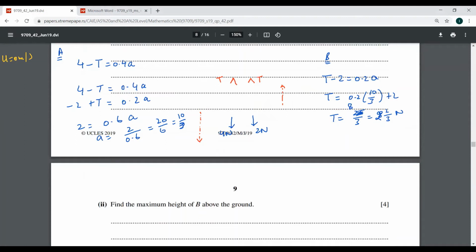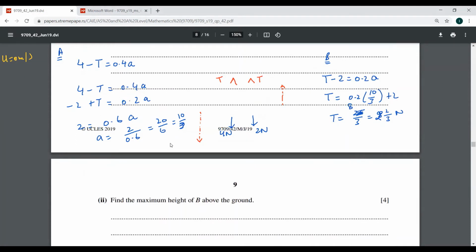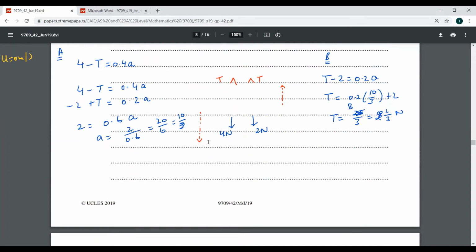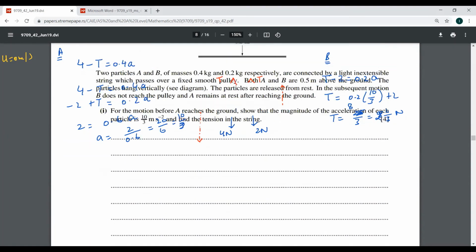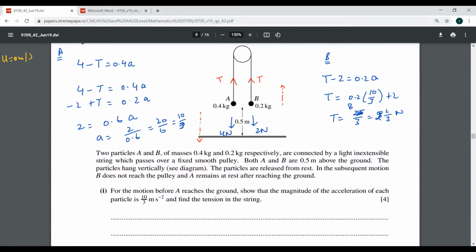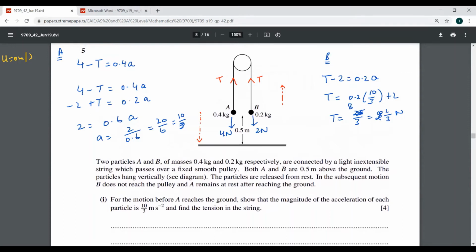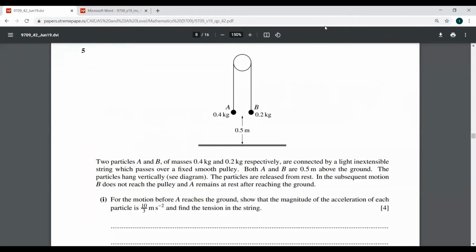In the second part, it says, find the maximum height of B above the ground. This is again another typical question. The maximum height of B above the ground. So I'll be going back to this diagram here. So let's see how to do that. I'll have to clear all of this, okay? So we have the acceleration there, okay? The maximum height of B above the ground, that is what we have to find, okay?